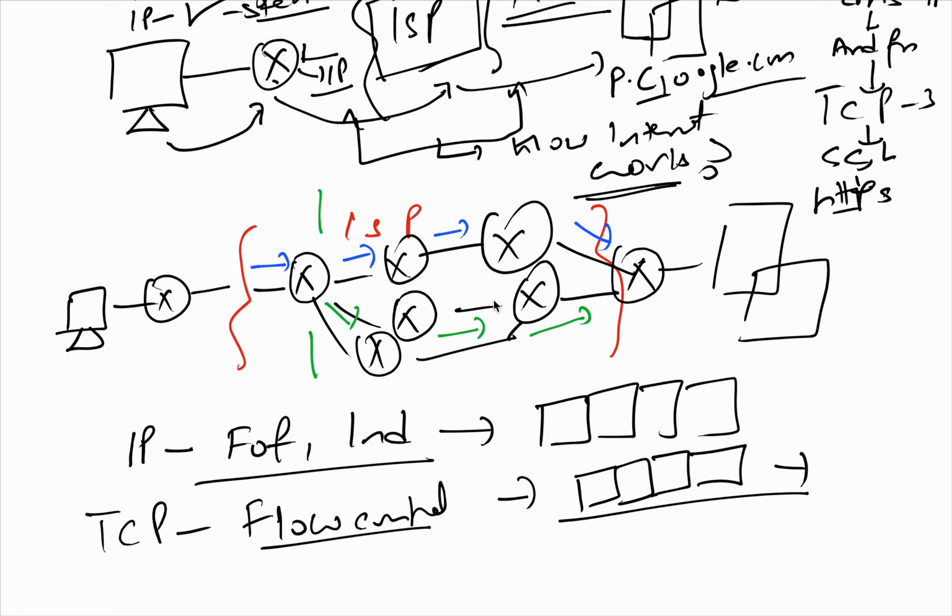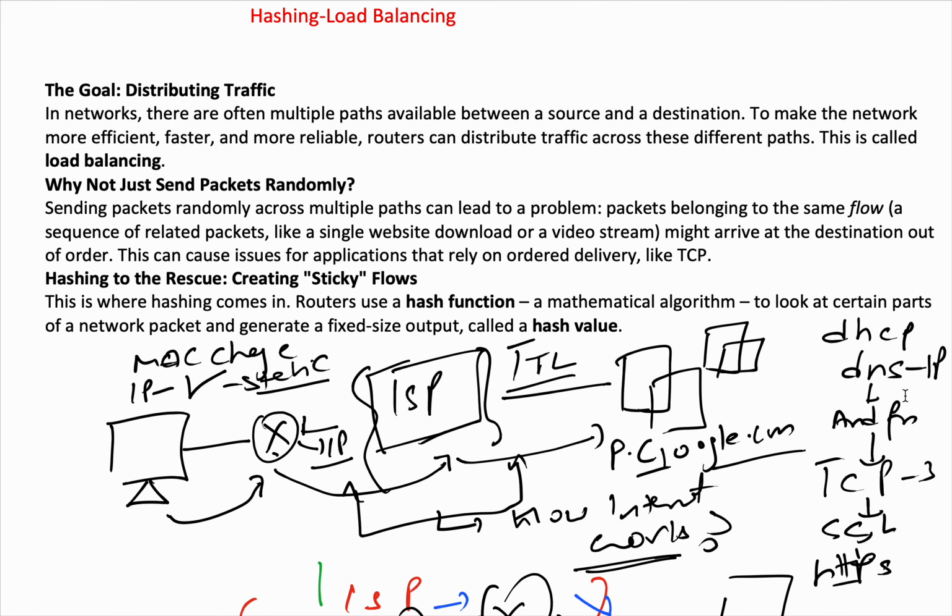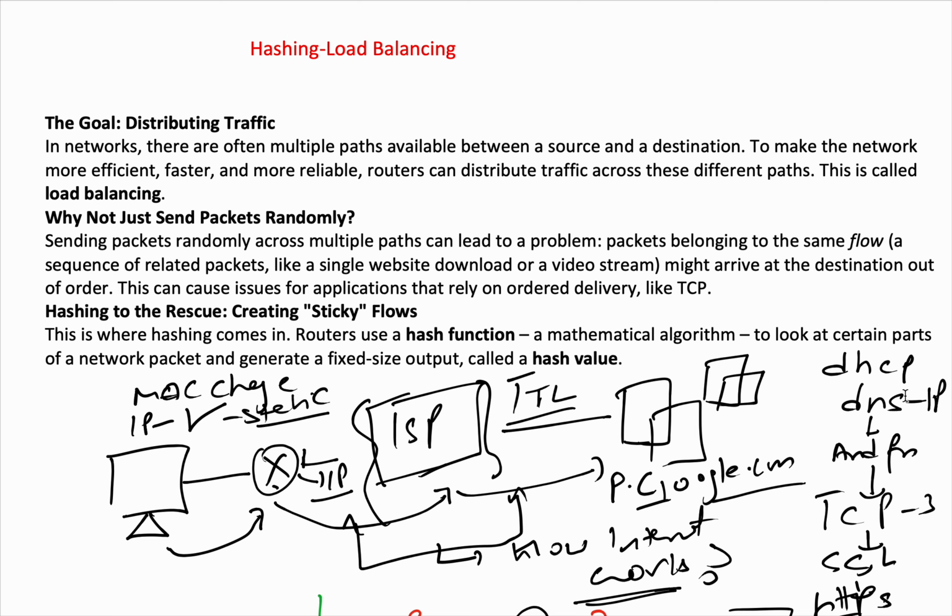So this is where the hashing part comes in. This is why we use hashing so much: it helps you order the packets. So let's go through a bit of theory, and then we'll learn in depth how this works.